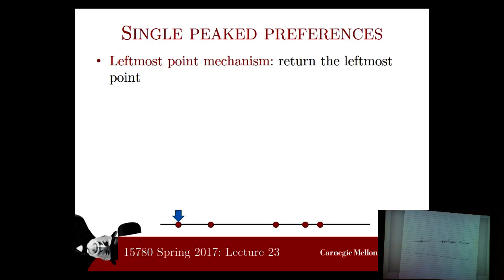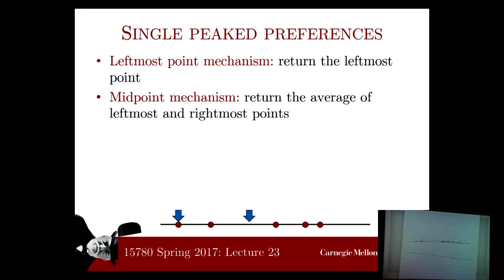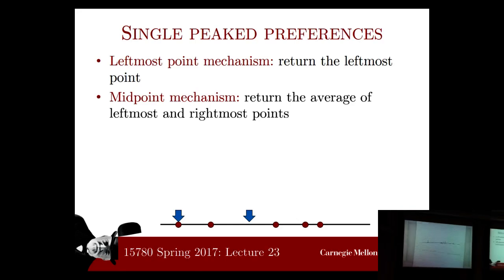So in this example, this would be the leftmost point, the point returned by the rule. Here's another example. Let's take the midpoint between the leftmost and rightmost reported locations. Here, the leftmost reported location is this one, the rightmost is this one. We're taking the average of these two numbers, the midpoint between them, which is over here. So this would be the location for the facility if people say these are our peaks.